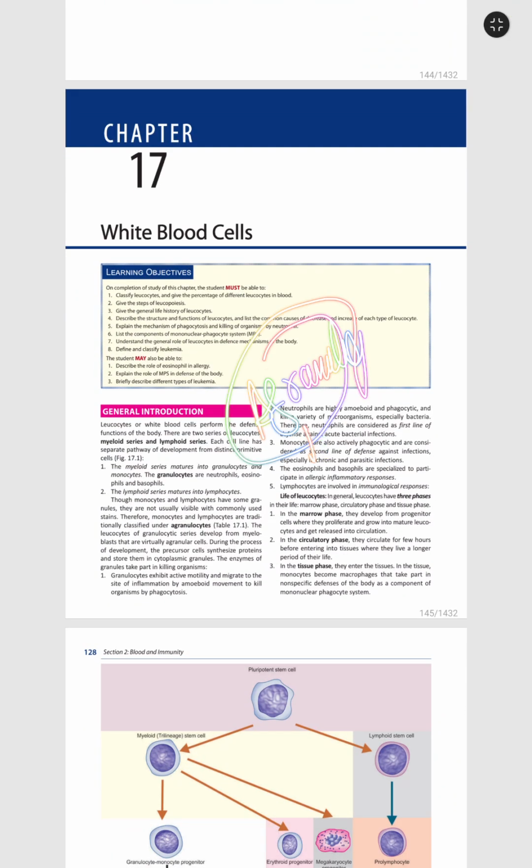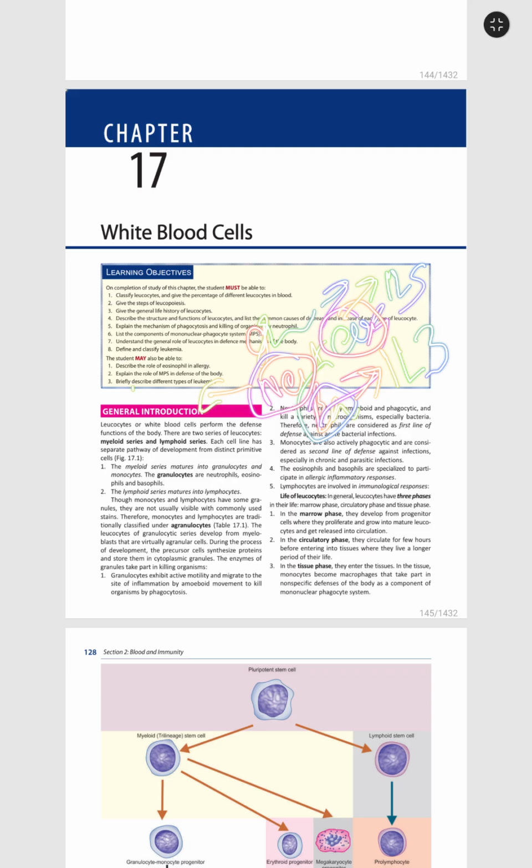Agranulocytes do not have any granules, like monocytes and B and T lymphocytes. Then there are granulocytes, which are neutrophil, eosinophil and basophil. Eosinophil is formed with interleukin 5, basophil is formed with interleukin 3, and the precursor of neutrophil is the myeloblast cell.